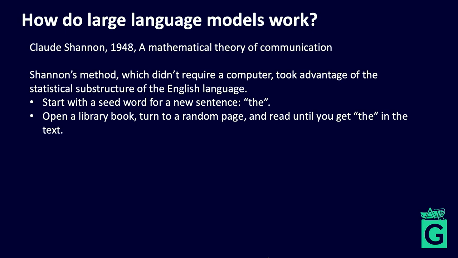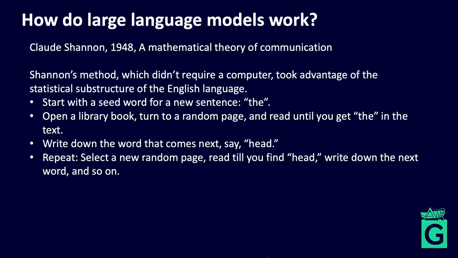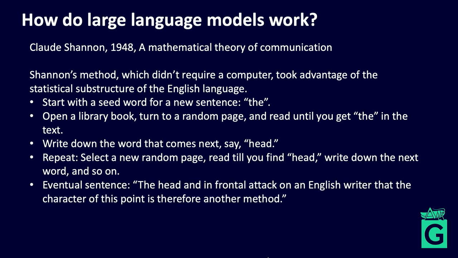Okay? That's our word. Now, say the next word is "head". Then flip through the book till you get to "head" and see what's the next word after that, okay? And you keep doing this. So for example, it could come back with something like this: "The head and in frontal attack on an English writer, that the character of this point is therefore another method." This makes no sense whatsoever, right? But you can sort of say, okay, there is something of sense in this. I mean, it's not actually sensible, but if you look at it, it sort of seems to fulfill the grammatical constraints which we see.